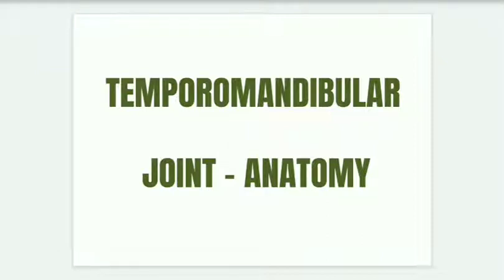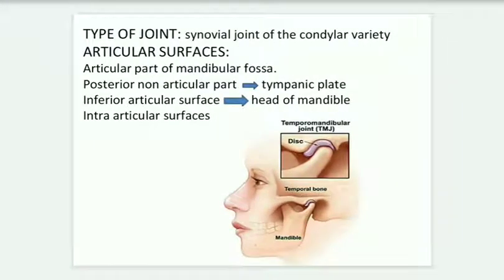In this, there are two bones which are connected at the temporomandibular joint. We come into the anatomy of the TMJ, as it can also be rarely asked as a 10 marker. First, what is the type of joint? It is a synovial joint of the condylar variety.